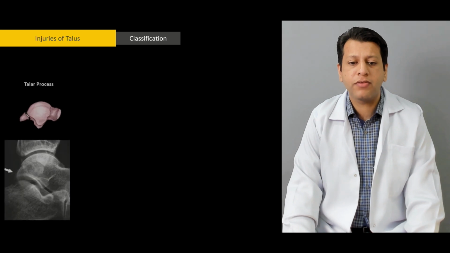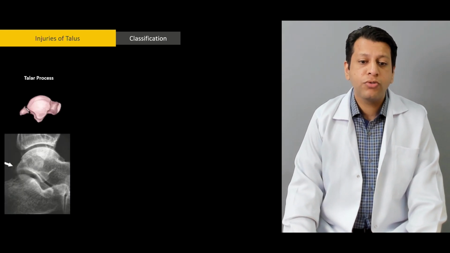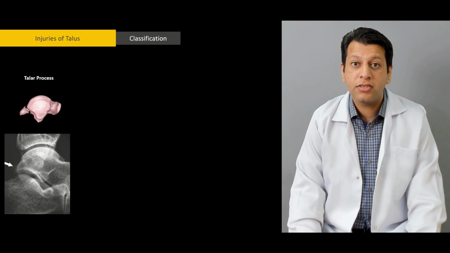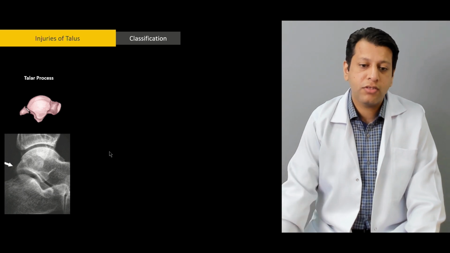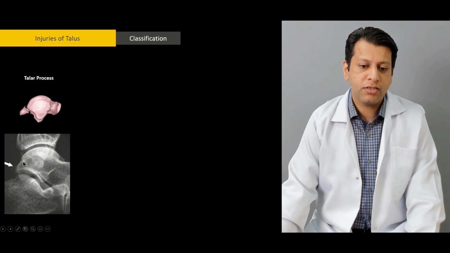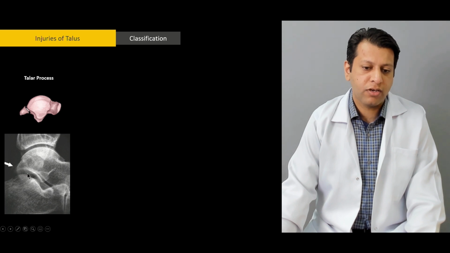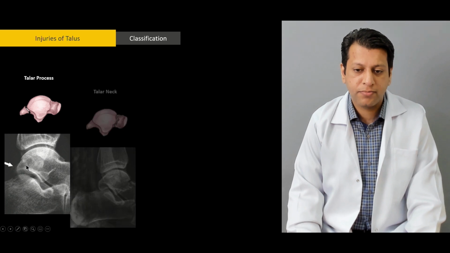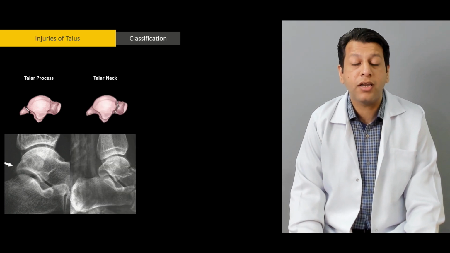Now coming to the classification. As I told you, this is one way of classifying it, that is anatomically. You can have a fracture involving the posterior process. If you see this X-ray, the subtalar joint appears intact, the tibiotalar joint is intact, but there is a fracture involving the posterior process of the talus. This could be involving the talar neck.